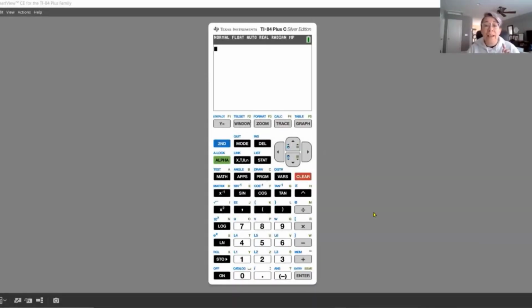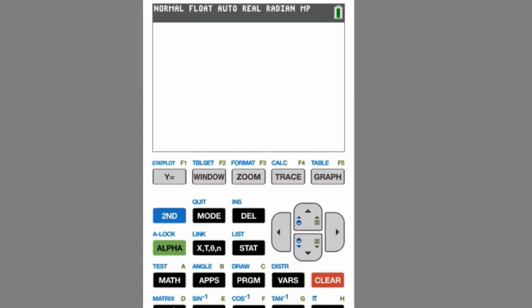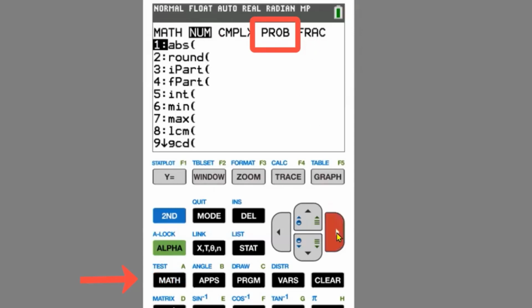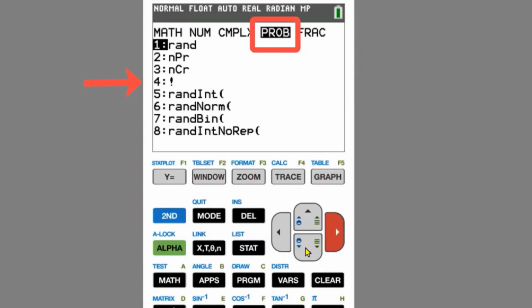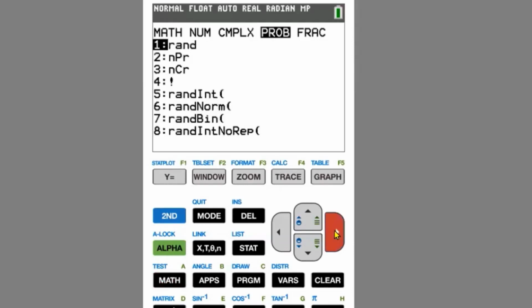As you remember, I said that it's used a lot in probability. So in order to put in 5 factorial, we put in the number 5, go to math, and notice up here at the top, we have numbers, complex numbers, probability. Some of you may have fractions or not, but scroll over to probability and you'll see the exclamation mark, option 4. Hit enter to put it in and hit enter again, and it automatically gives you the 120. So again, that's under math, probability, and then you find your factorial.